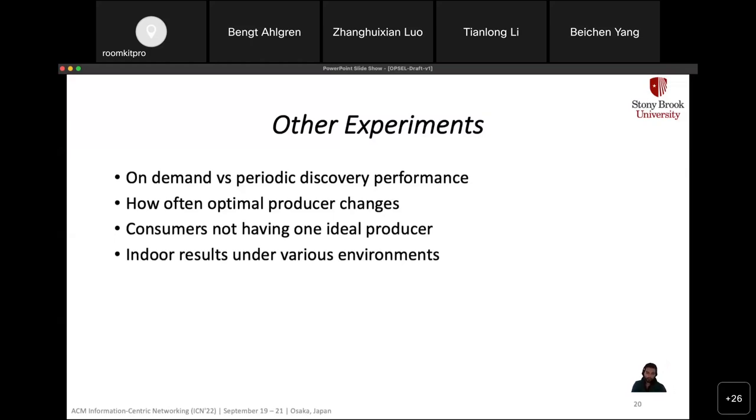We've also done indoor results under various environments. Some environments were very lossy and some environments were completely quiet, where the results were pretty good. We've also analyzed and considered RSSI, received signal strength indicator, to see if we can use that data instead of sampling to select the optimal producer, and we have results that it's not reliable or a good indicator. Previous researchers have also shown similar results.